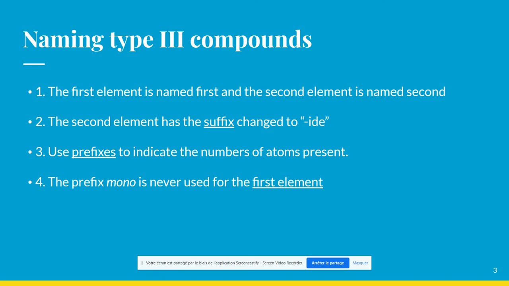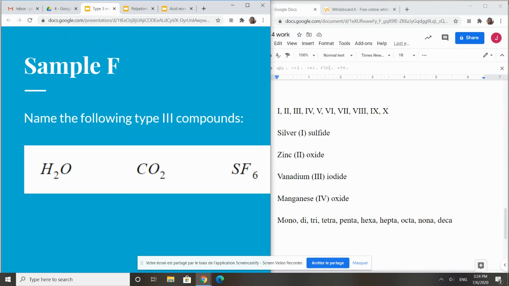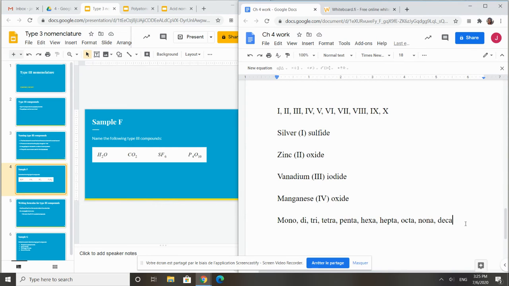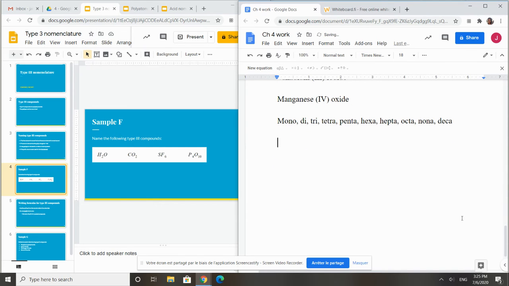Let's take a look at an example. Right, so for type 3s, there's no crisscrossing, nothing like that. So that too just goes with the hydrogen. So this is dihydrogen monoxide. And then even though there's a 1 by the carbon, we don't write mono, so it is just carbon dioxide. The next one I've got sulfur, and then it's 6, so hexafluoride. It's 4 of them, so tetraphosphorus, and then decoxide, because there's 10 of them.